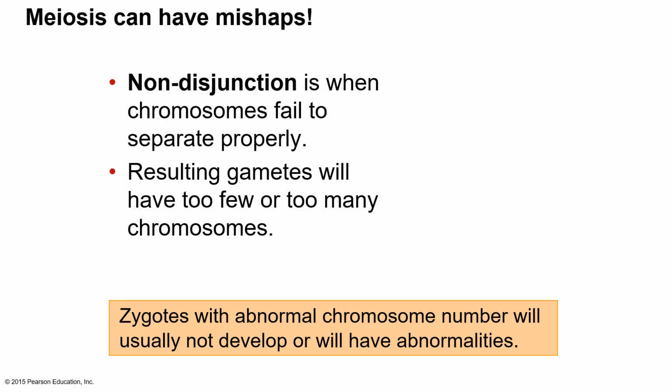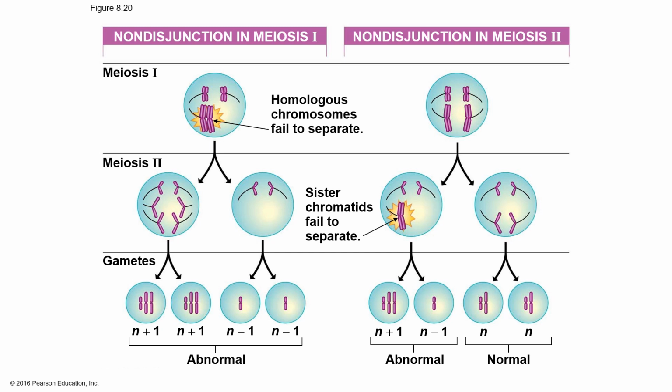Non-disjunction is going to result in the gametes having an abnormal number of chromosomes. Either you're going to end up with an extra chromosome, or you're going to end up with a gamete that's carrying less of the chromosomes needed. And that can definitely lead to so many disorders. Non-disjunction can either happen during meiosis 1 or it can happen during meiosis 2. Let's talk about meiosis 1 first.